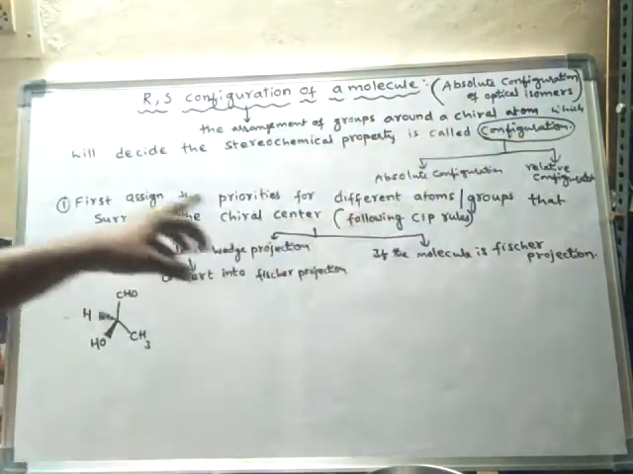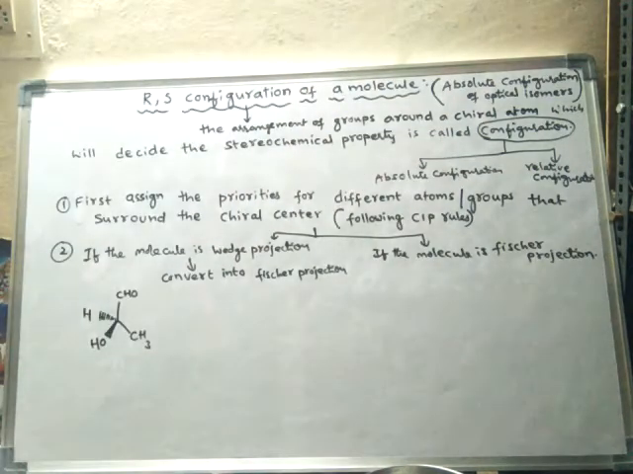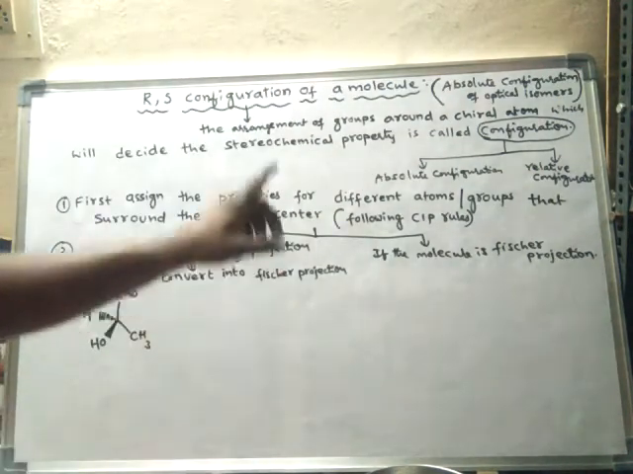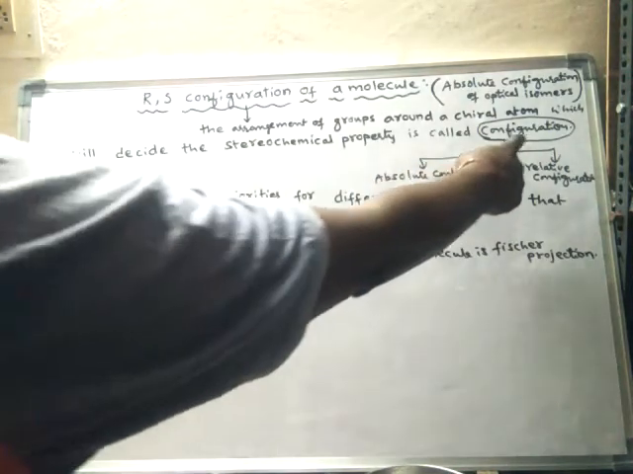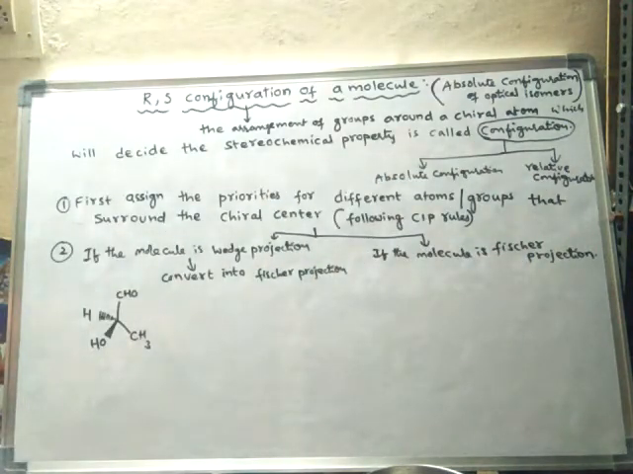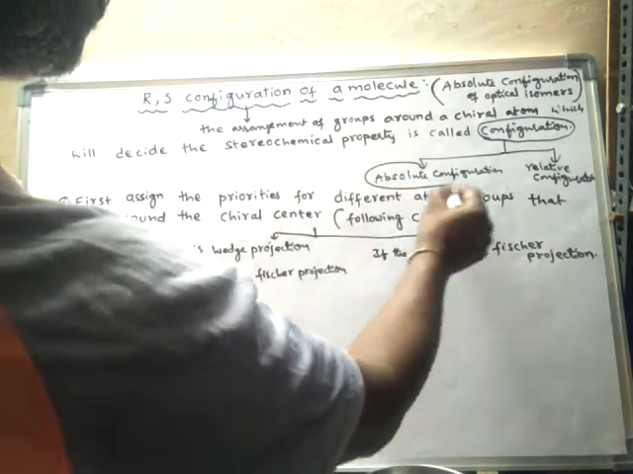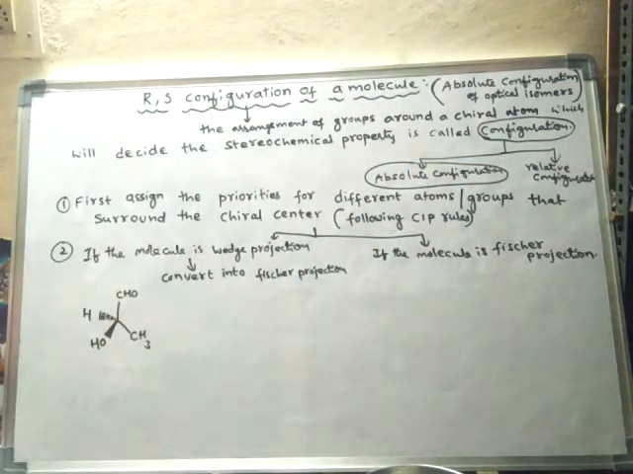Such an arrangement will decide the stereochemical properties of that molecule, so it is called configuration. Configuration is of two types: absolute configuration and relative configuration. First of all, we will learn about absolute configuration. It is also called RS configuration.